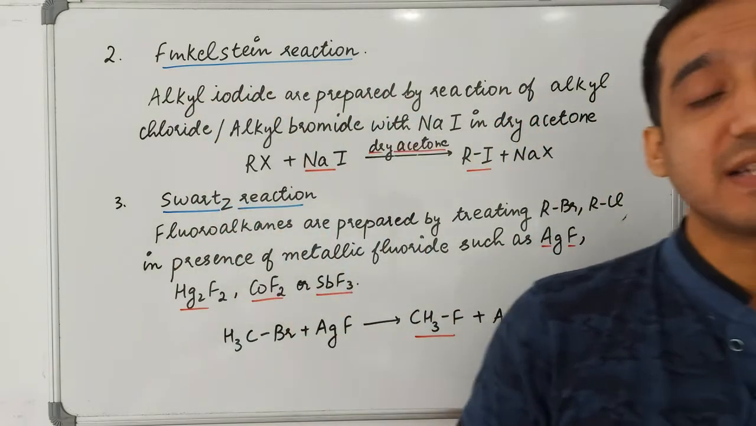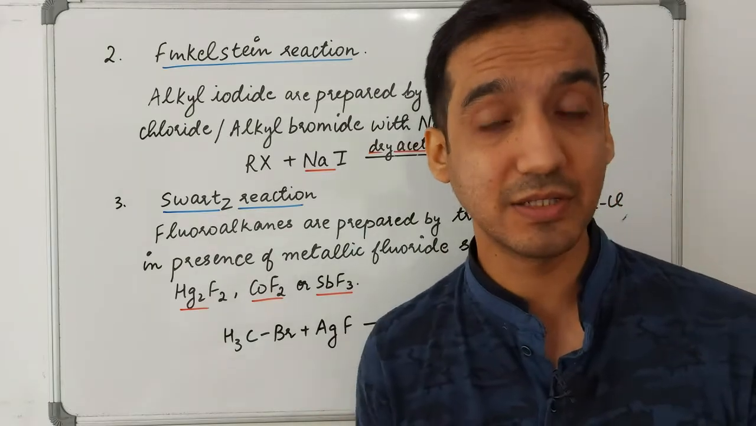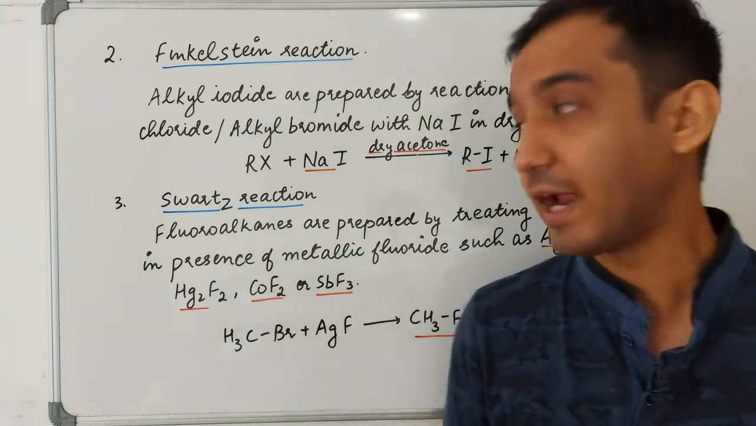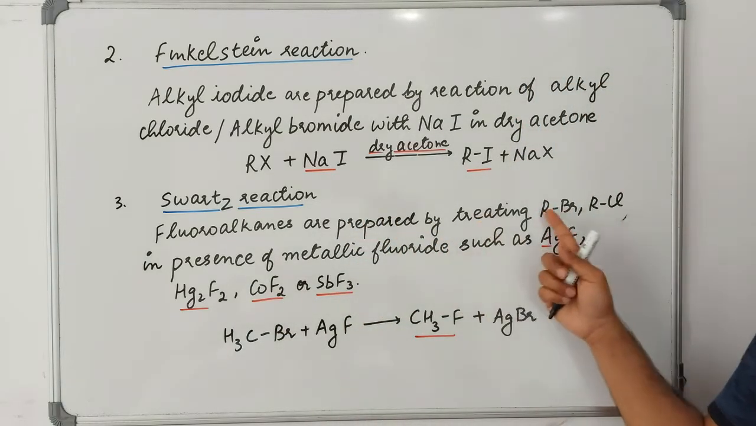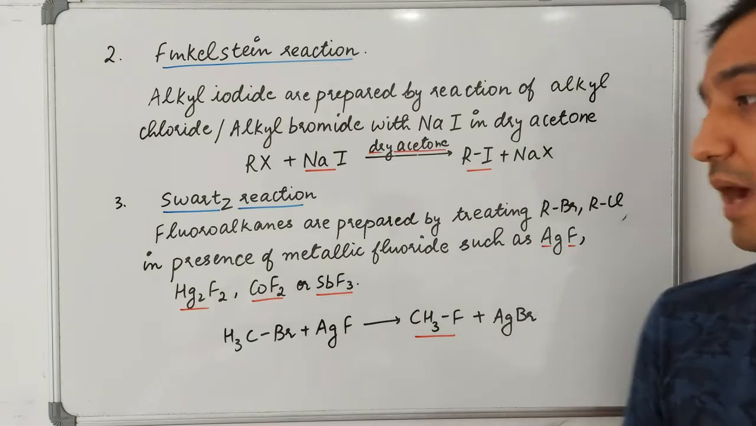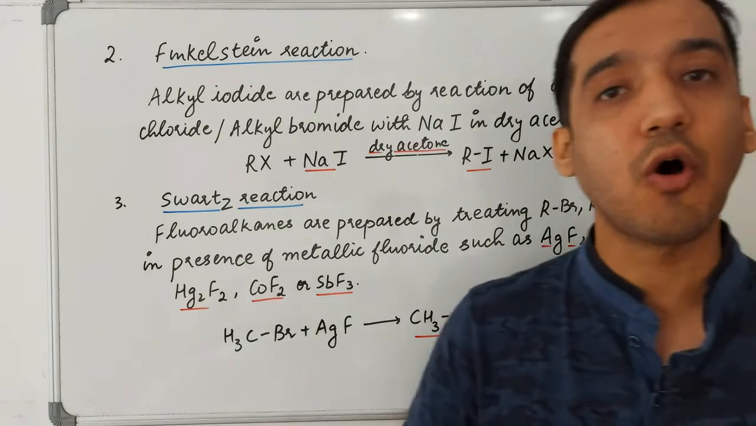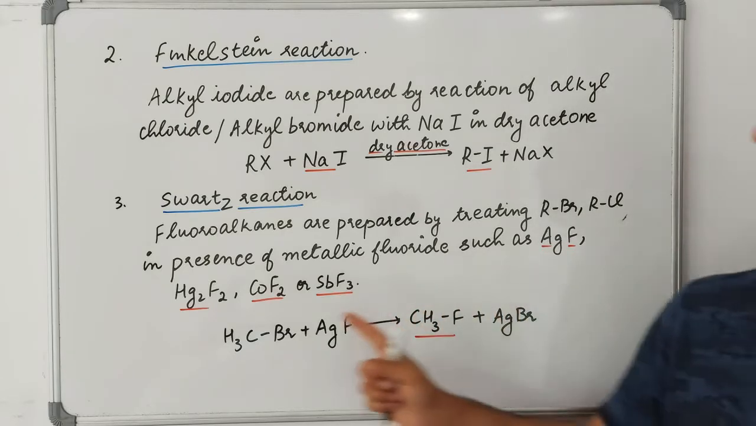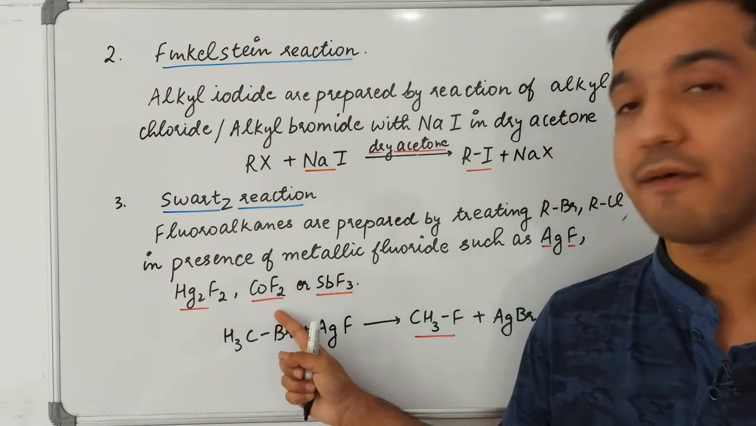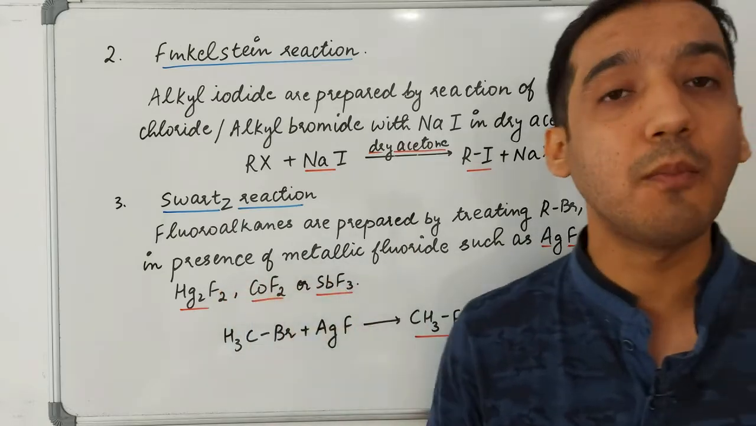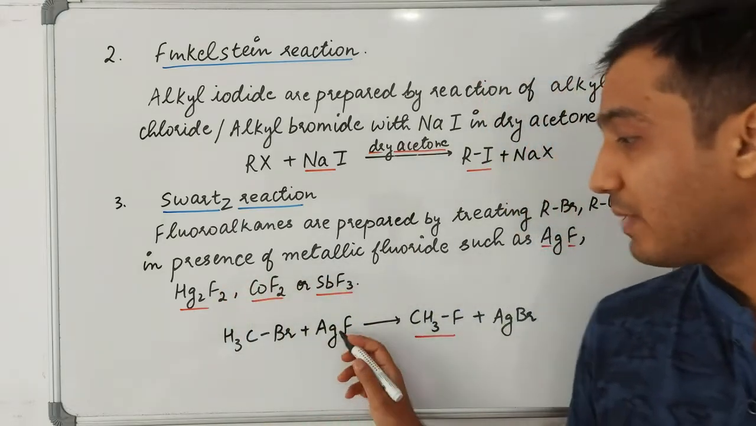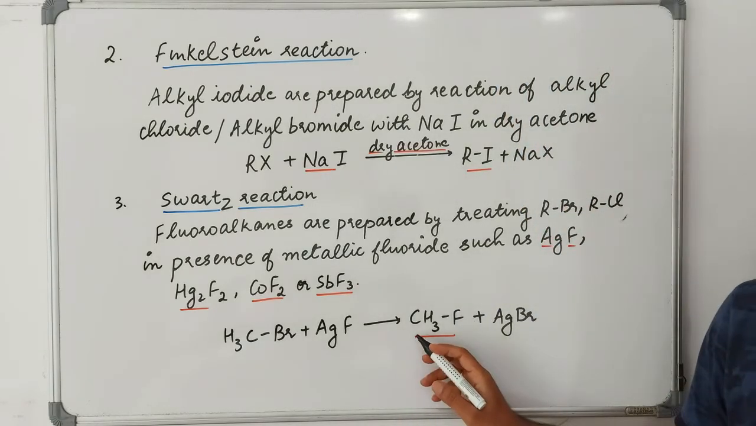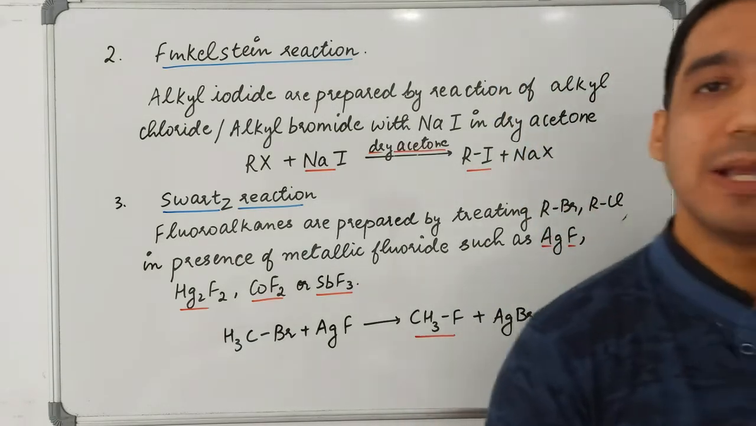Next, a very important reaction is called the Swarts reaction. In the Swarts reaction, you prepare fluoroalkanes or alkyl fluorides. They can be prepared by treating alkyl bromide or alkyl chloride with a metallic fluoride such as AgF, Hg2F2, CoF2 or SbF3. In the presence of metallic fluorides, what happens? The metallic fluoride displaces the bromine, resulting in the formation of CH3F and AgBr.